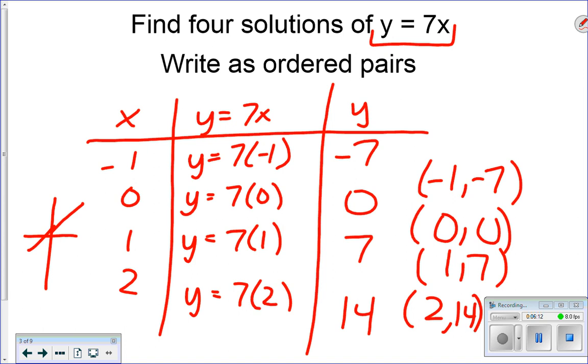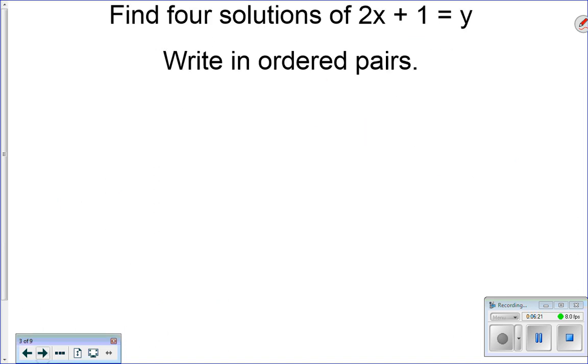All right? Remember when I talked about the pizza and how much it cost? How there was a pattern on both sides? You should have a pattern on both sides here. Okay? All right, let's go to the next one.